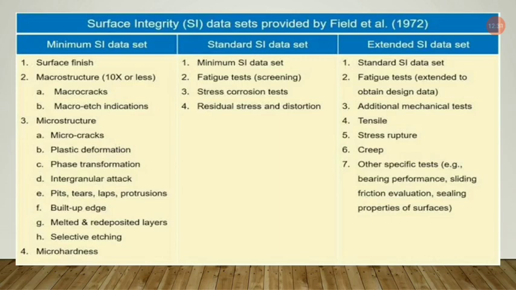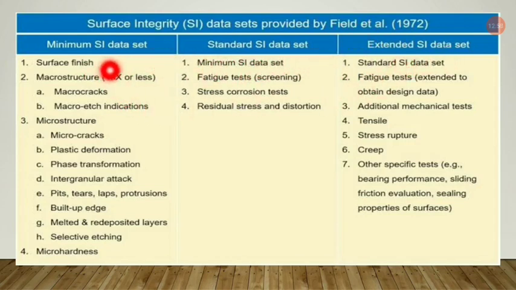Now, surface integrity data sets provided by Field et al., taken from a paper actually. Previously I discussed the surface integrity with you. Now this is also related to machinability. It is just a comparative study given in a 1972 paper. It is for a minimum SI data set, a standard SI data set, and an extended SI data set.